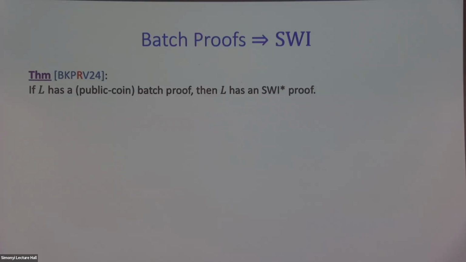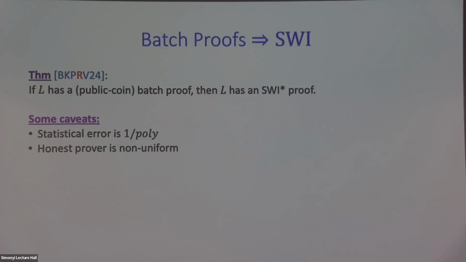Public coin means that the verifier messages are just like random coin tosses, which is like all protocols that we have in the literature in this field sort of are of this nature. And we can also get rid of the restriction by making another assumption of one-way functions, but let's not worry about that too much. So notice I have an asterisk there for the SWI. So there are actually two caveats to the result, or to the notion of SWI.